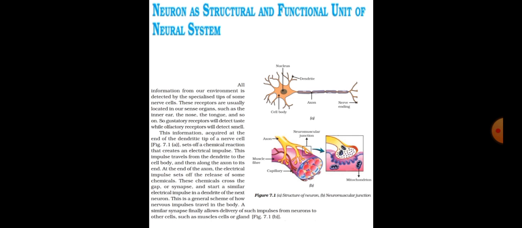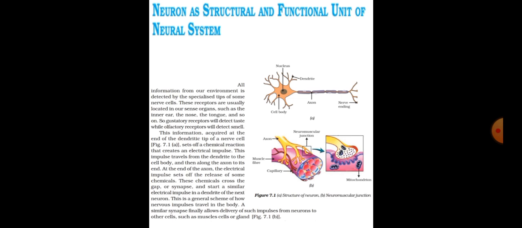The information acquired at the end of the dendritic tip of a nerve cell sets off a chemical reaction that creates an electrical impulse. This impulse travels from the dendrite to the cell body and then along the axon to its end. At the end of the axon, the electrical impulse sets off the release of some chemicals.